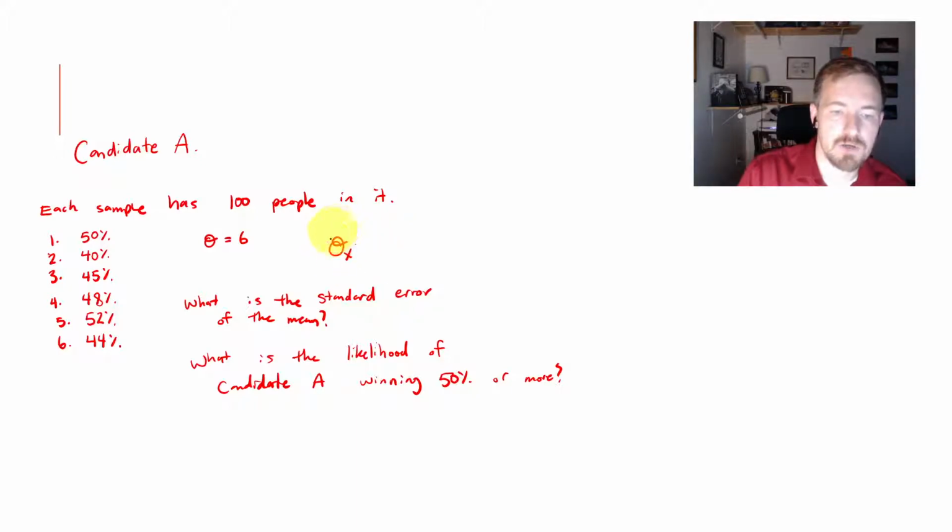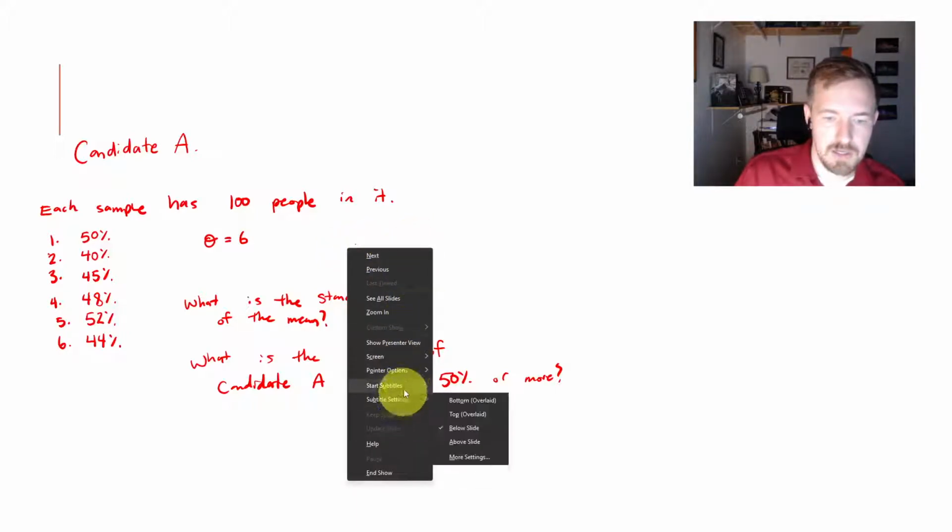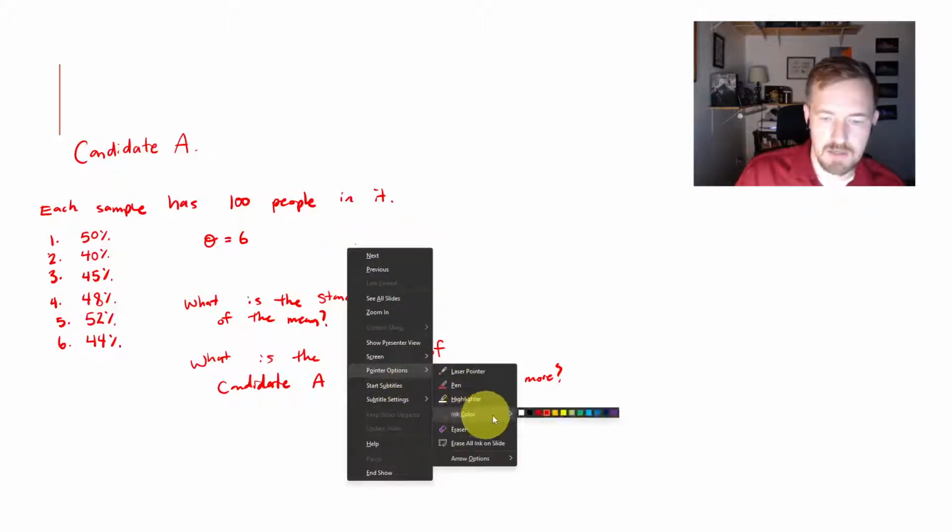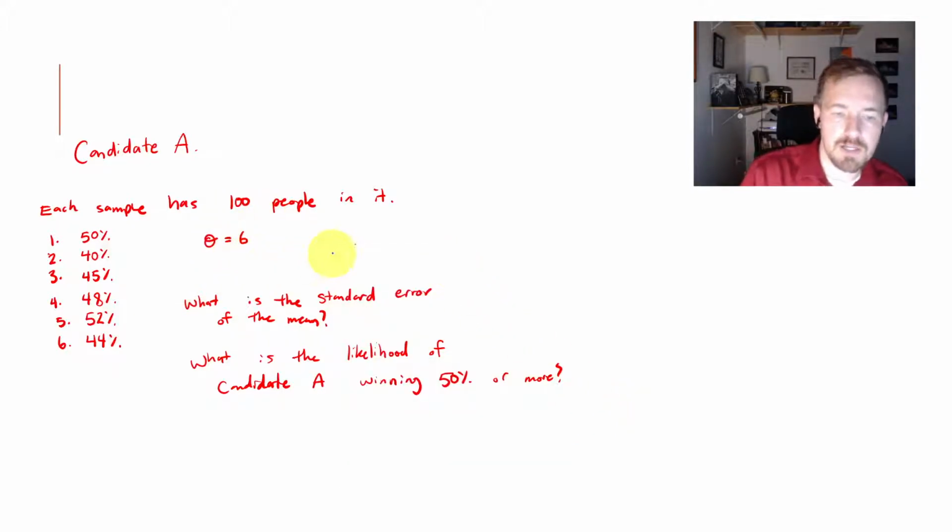Actually hold on, let me change the color of my ink. Got to make it blue. Alright, so here we go. So we're going to have something kind of like this. So the standard error of the mean is going to be equal to the population standard deviation divided by the square root of n. Okay, cool.